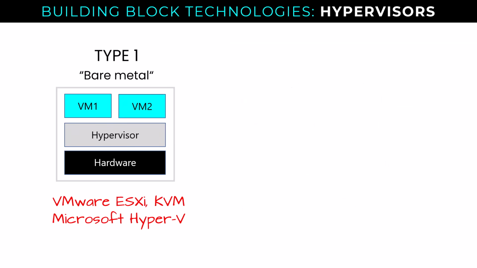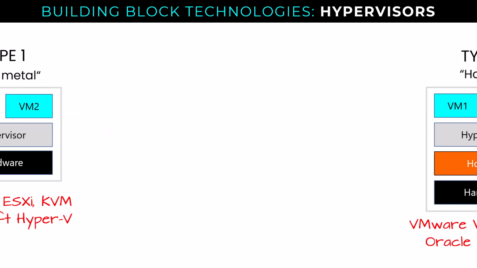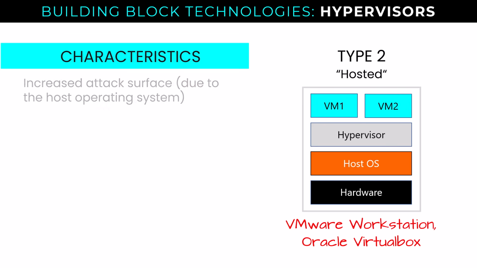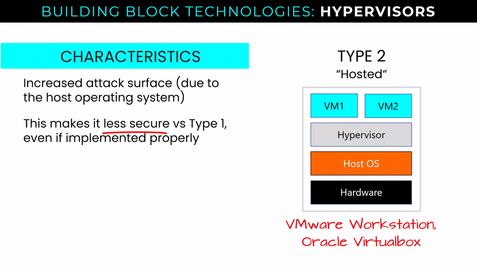Now switching gears to the Type 2 hypervisor, the characteristics here vary just a bit. We have the increased attack surface due to the host operating system, and this makes it slightly less secure versus Type 1 even if implemented properly.